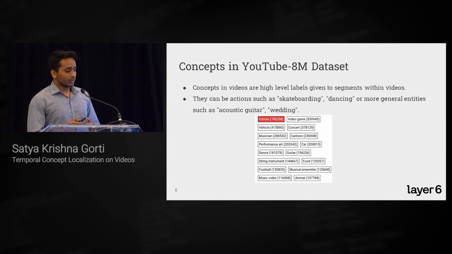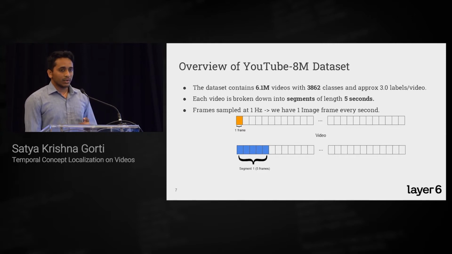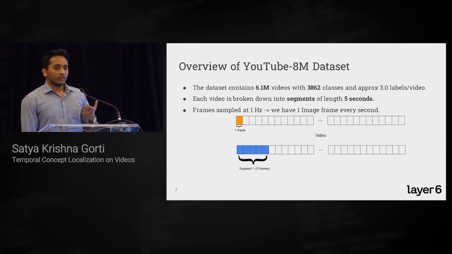Before I get into more details, let's take a look at the numbers of the dataset. The dataset has 6.1 million videos. This is by far the largest video dataset, and it has over 3,000 classes or concepts. And since it's a multi-class problem, each video has approximately 3 labels, 3 concepts. The video is also broken down logically into segments of 5 seconds. These are called segments.